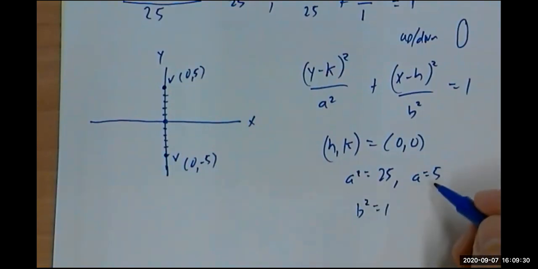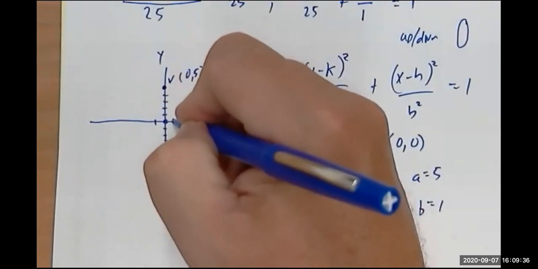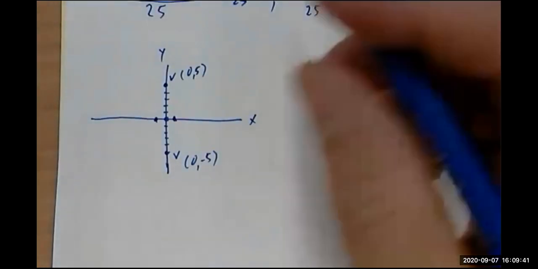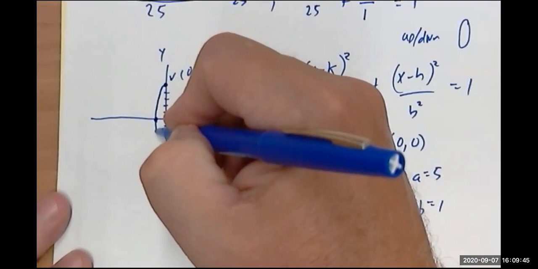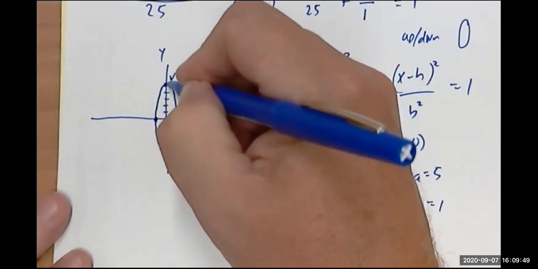Well, b squared is 1, which means b is 1. So left or right, from the center, I move a distance 1. So this ends up being a pretty skinny up or down ellipse.